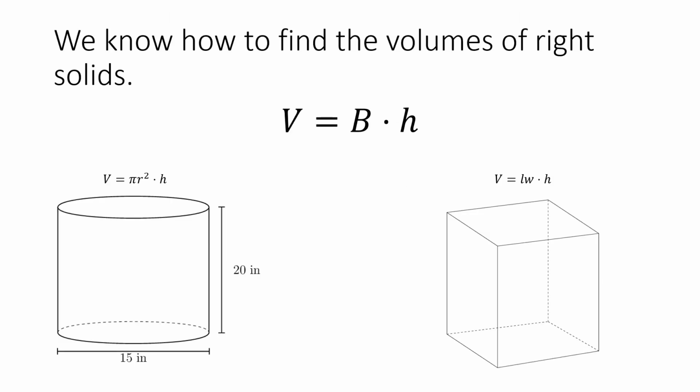So we know how to find the volumes of right solids. That is, volumes of shapes that have a single base and then come up from the base at a right angle. Okay, we know how to do those, right? And we find that the volume is the base times the height. This time we're going to be looking at shapes that aren't right solids.